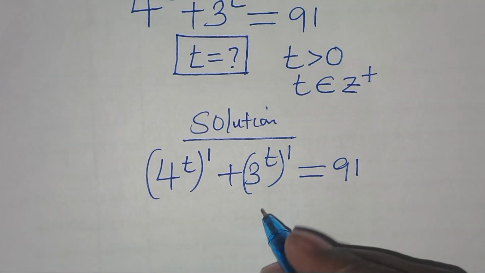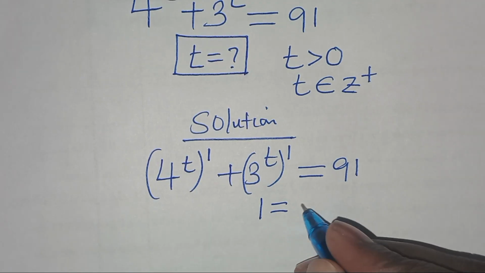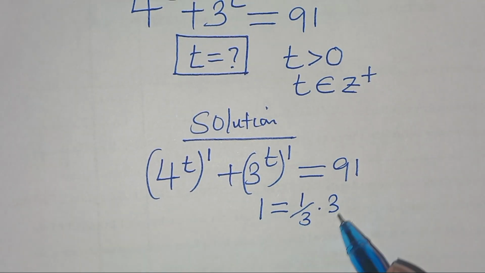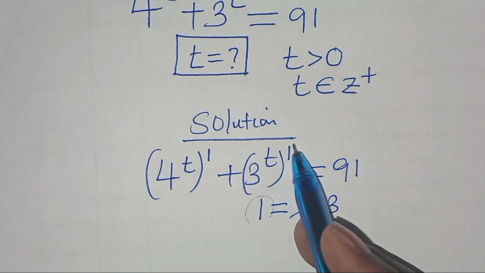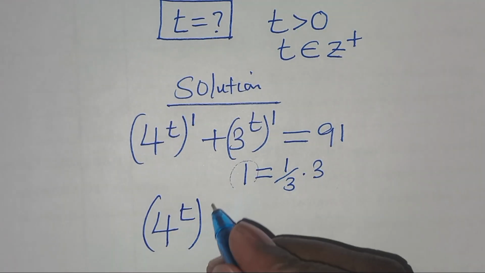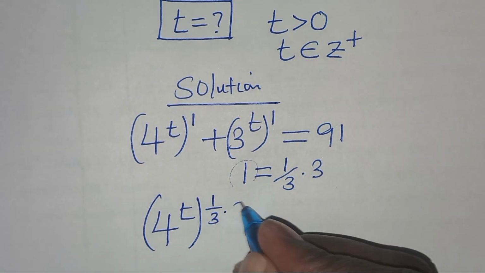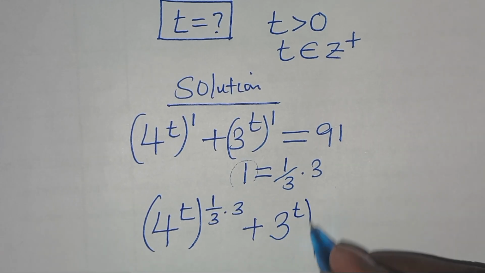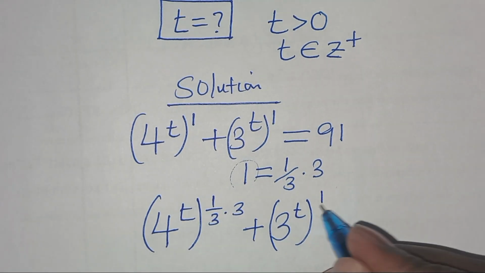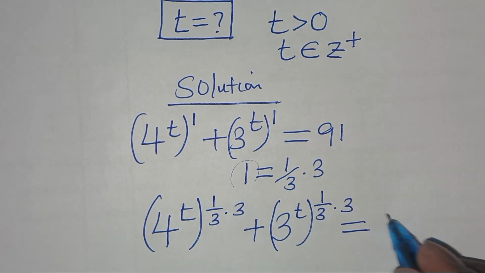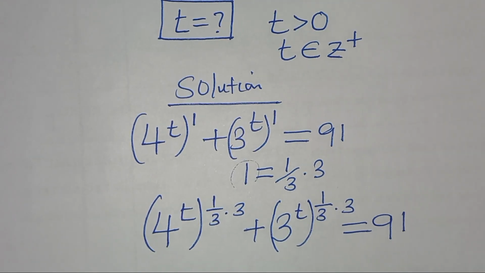The next step is that we can express 1 as 1 over 3 times 3. 1 over 3 times 3 is the same thing as 1. So let's substitute here. So we'll have 4 to power t raised to power 1 over 3 times 3, then plus 3 to power t raised to power 1 over 3 times 3, then this is equal to 91.